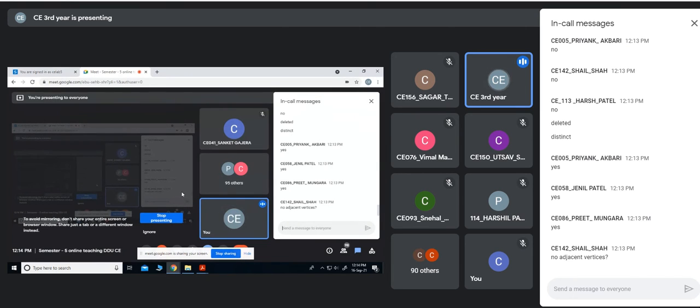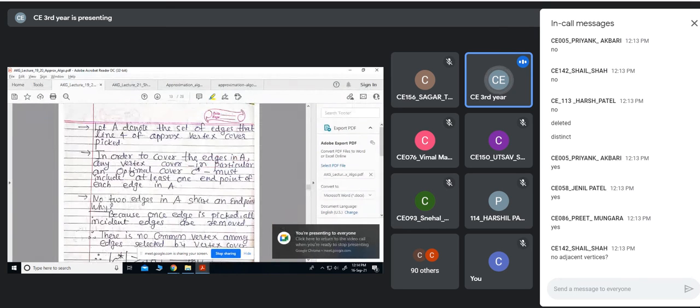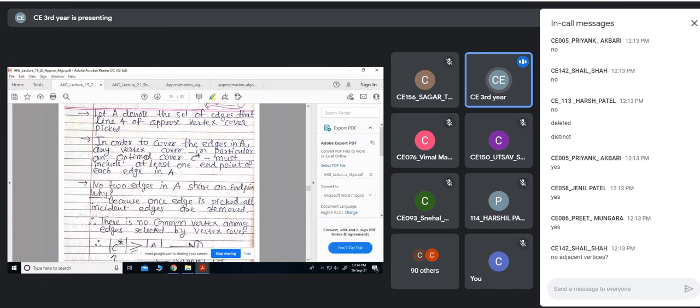So in order to cover the edges in A, any vertex cover, in particular an optimal cover C star, must include at least one endpoint of each edge in A. I will denote C star as the optimal cover, the minimum cover. A is the set of edges chosen by the algorithm.